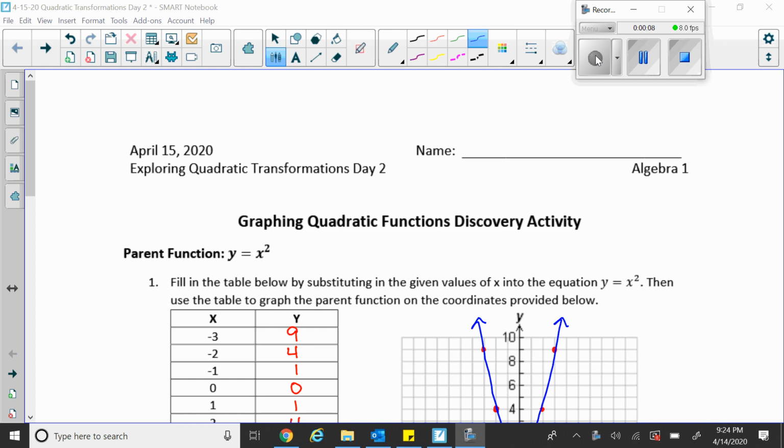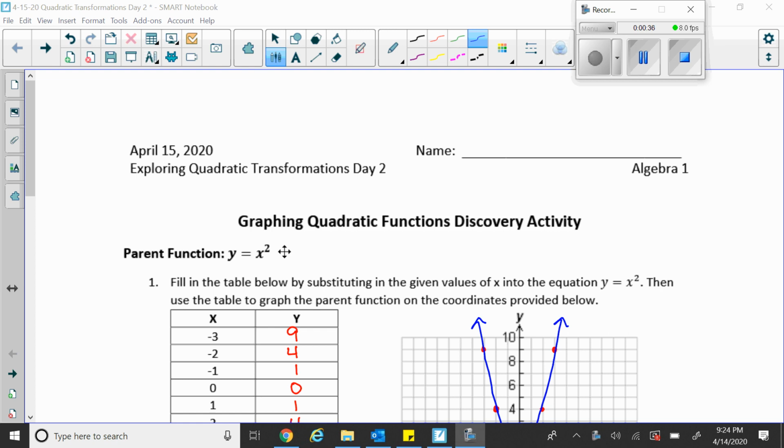What we did on Monday was we looked to see what happens when you add or subtract a number to the parent function, which is right here, x squared. And we saw that if you add or subtract, it moves it up, down, or left and right. It just depends on where the number is. Remember, if it's inside the parentheses, it moves it left and right. And if it's outside the parentheses, tacked onto the end, it moves it up and down.